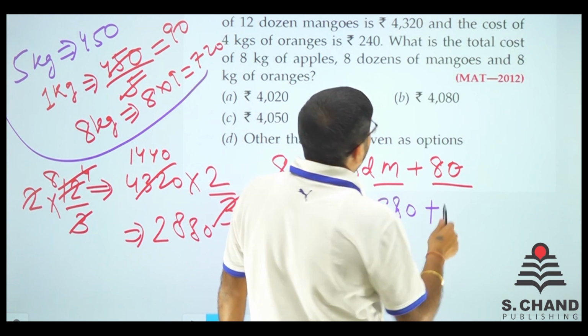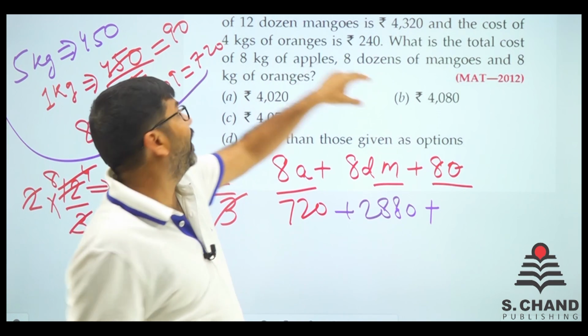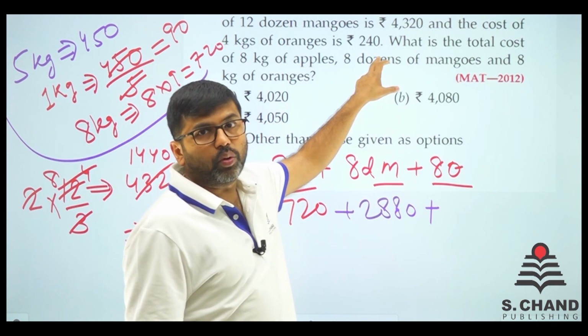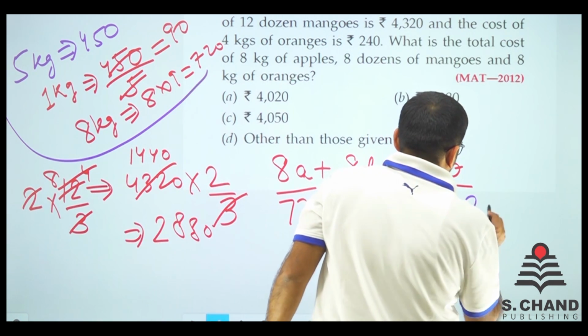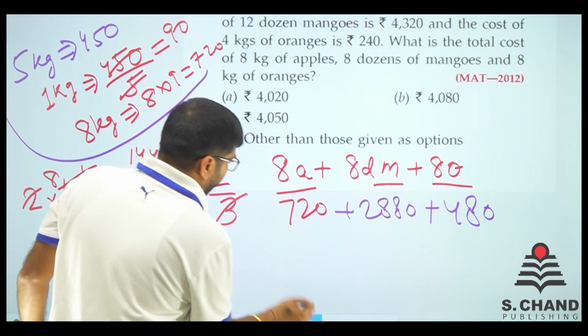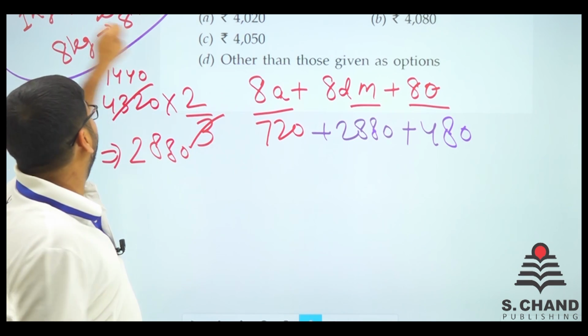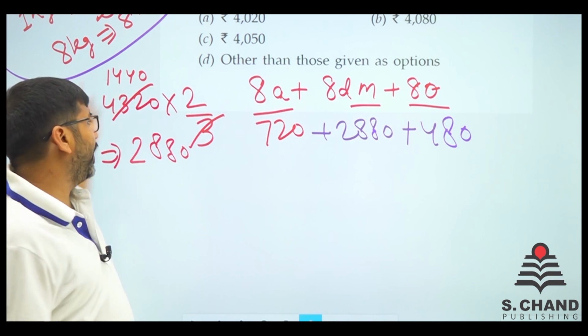So I put 2880 plus 8 kilograms of orange. 4 kilograms is 240, 8 kilograms is multiplied by 2 here, multiplied by 2 here. So 240 into 2 is 480. Just calculate and you have done it. Very simple way I have done. 8 kg apple, we have found. 8 dozen, we found 8 dozen. 8 kg orange, that we found.